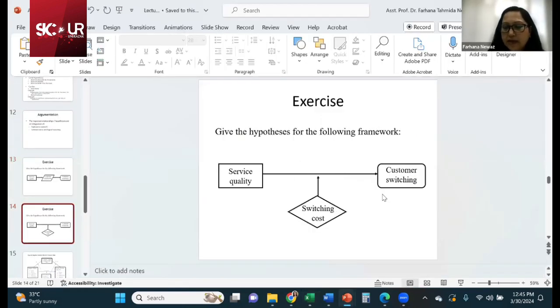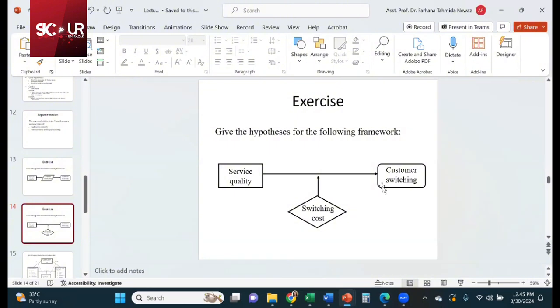How many variables are here? Three. Okay, then how many relationships? Two. One. Only one relationship? Again, how many arrows can you see? One. Who said one? I see two arrows. Two arrows means how many hypotheses? Two. Then write it down.